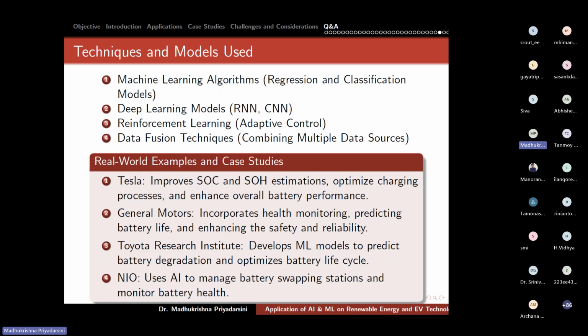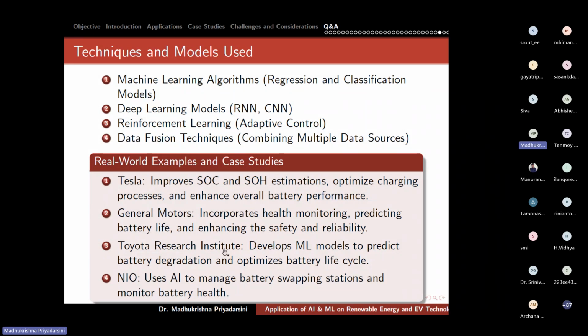So that is their next task, how to replace the lithium battery with the aluminum battery, and Indians are going to benefit from this replacement a lot. So that is the optimizing charging process. They are working on it, and maybe within 1 or 2 years it is coming to the market, and it enhances overall battery performance. Obviously, it is going to enhance the battery performance. Similarly, General Motors is working on self-monitoring, predicting the battery life, and enhancing safety and reliability.